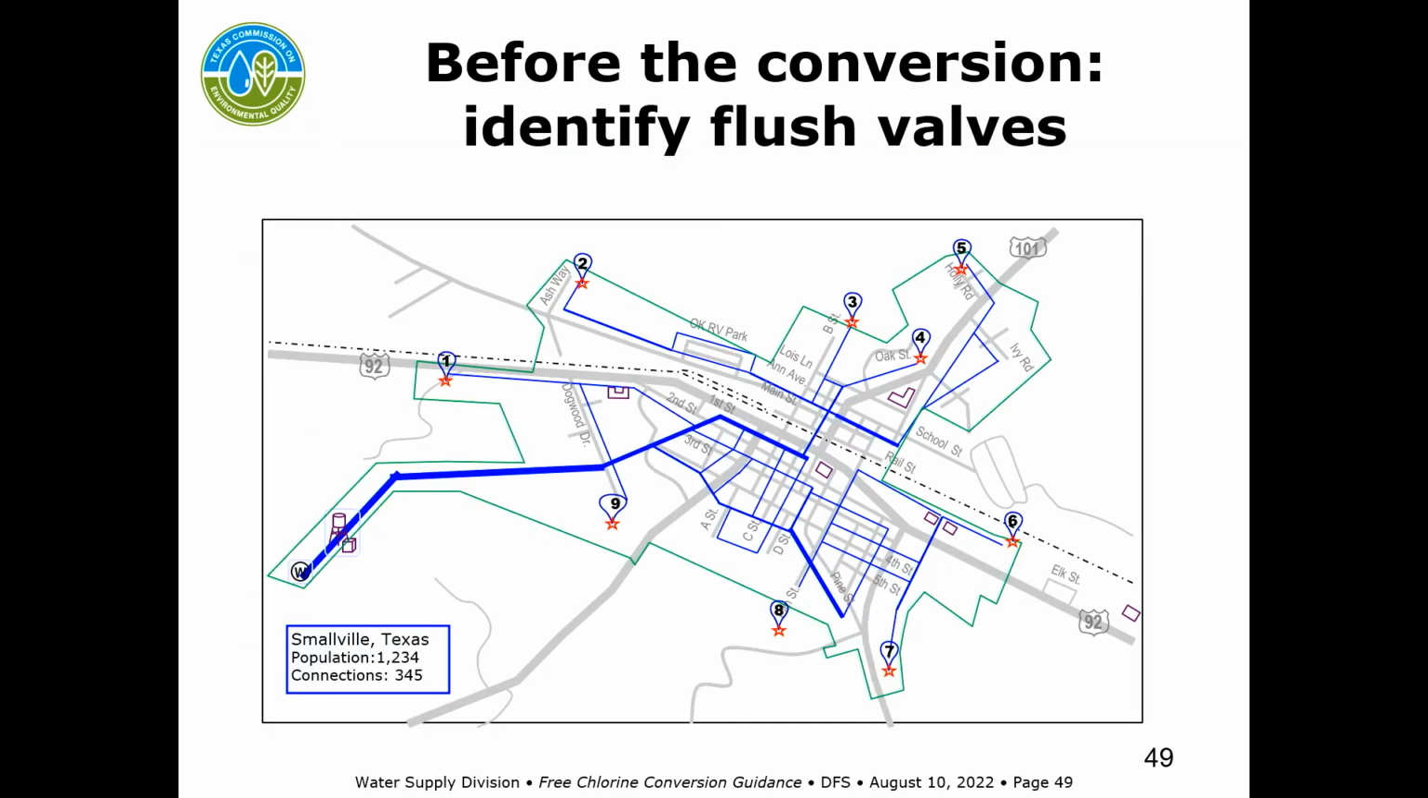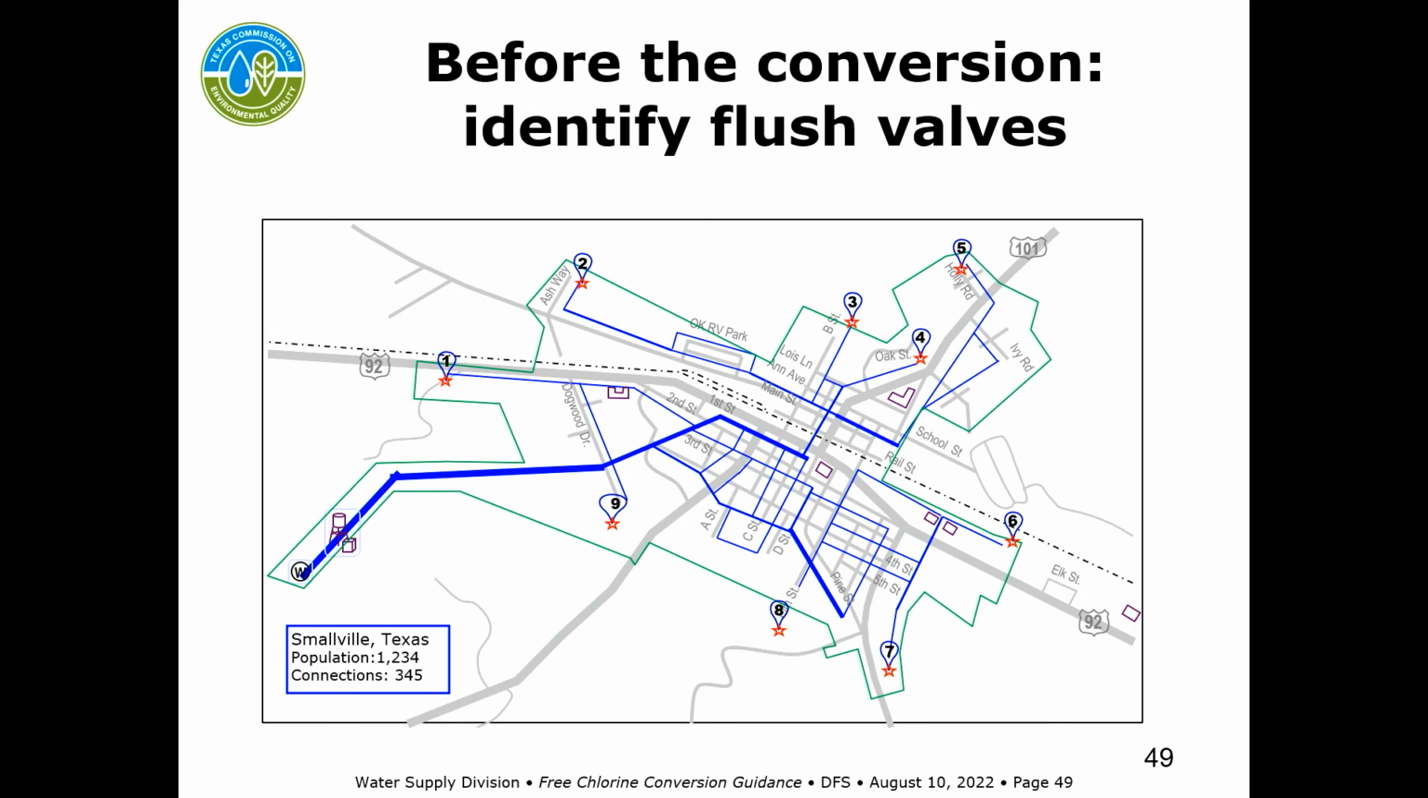So before the conversion, as we mentioned, you want to identify the flush valves. In many cases, those will be fire hydrants, but could be other kinds of flush points that you have. And in this one, they've figured out that they want to flush at these 9 locations. However, the numbering here does not correspond to the order in which they're going to flush. In this case, it would make a lot more sense to start near the water source and plant here. So flush here and here first.